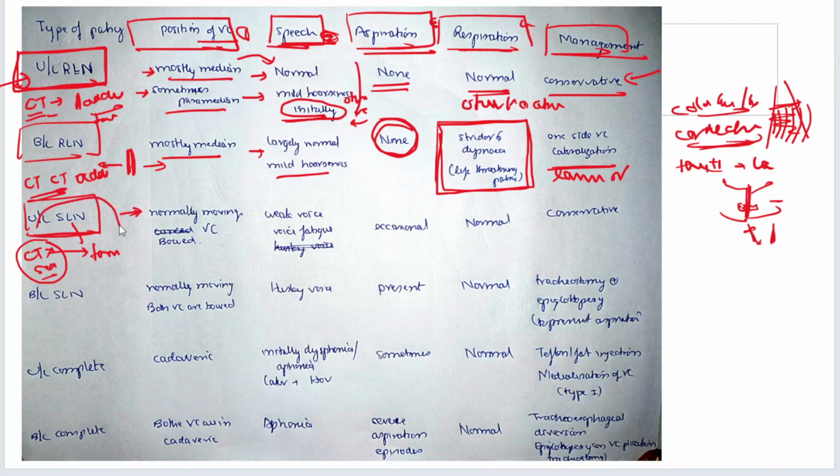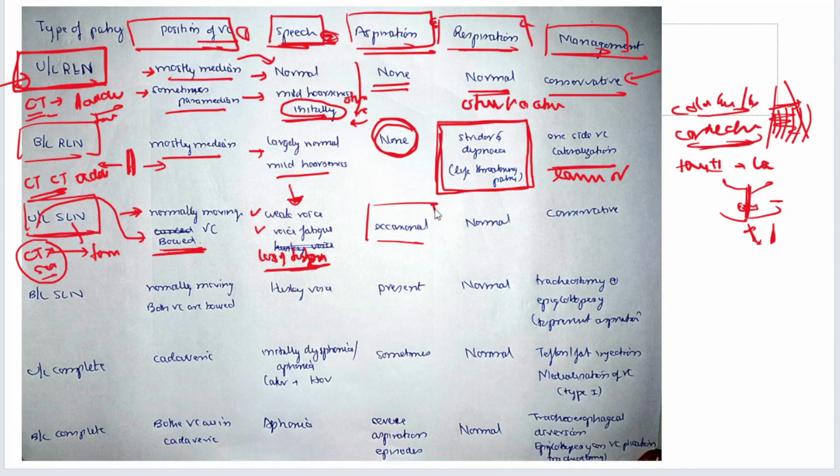So there will be bowing of one vocal cord, and the vocal cord cannot be tensed properly. So the patient will have weak voice, fatigue, and loss of timbre. The quality of the voice is gone. So this is also not a major thing, but some singers can find it.